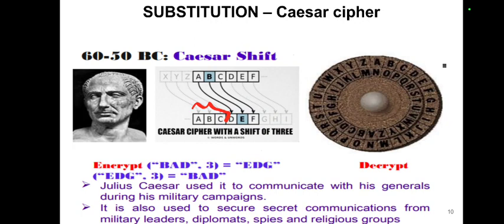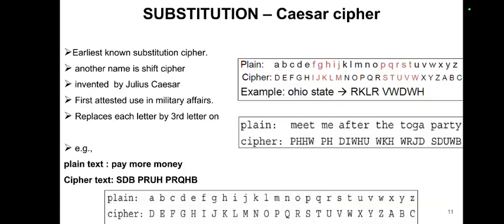What it means is that the number 3 is the key here. You can see 3 here, right? So 3 is the key. The alphabet next to the third alphabet will be substituted. Let's see an example. This substitution technique is the earliest one, it is also known as the Caesar cipher, it was invented by Julius Caesar, it was mainly used for military purposes, and it replaces every third alphabet.